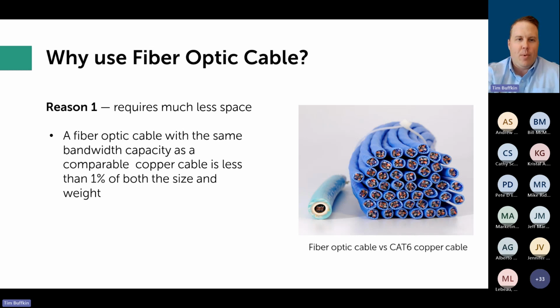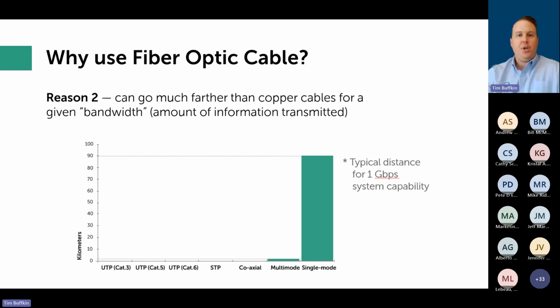It requires a lot less space. A fiber optic cable with the same bandwidth capacity as a comparable copper cable, we're talking about less than 1% of both the size and the weight. So it's honestly way more efficient in how it operates. Two, because of that efficiency, you can go a lot farther than copper cables for a given bandwidth. And by bandwidth, we're talking about the amount of information that you can transmit at one time.